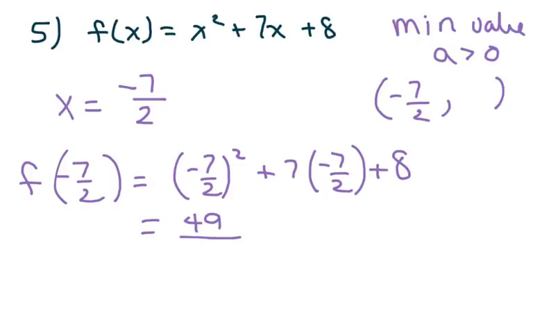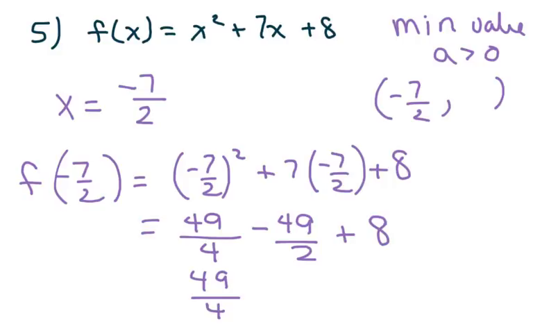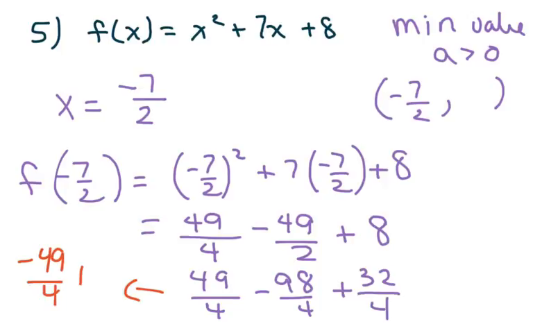It's 49 over 4 minus 49 over 2 plus 8. Now, my common denominator is 4, so we have 49 over 4 minus 98 over 4 plus 32 over 4. I just used the common denominator. So this is negative, I'm going to move it over here. Negative 49 over 4 plus 32 over 4. And that's going to give us negative 17 over 4.